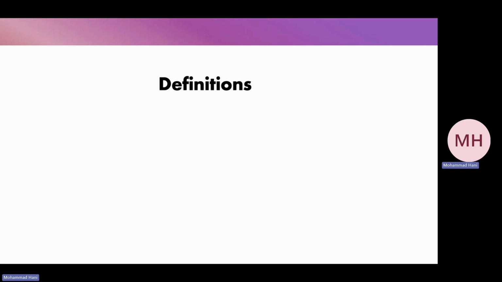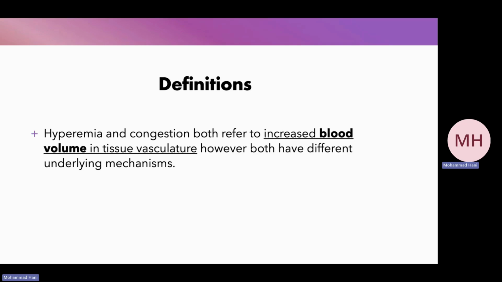For the first two, hyperemia and congestion, they both are referred to as an increased blood volume in tissue vasculature. The only difference is that both of them have different underlying mechanisms of how they occur. The key term is increased blood volume in tissue vasculature. So it's not the interstitium, it's the tissue vasculature. So it is the blood vessels in the tissues themselves in which you have an increase of blood volume.